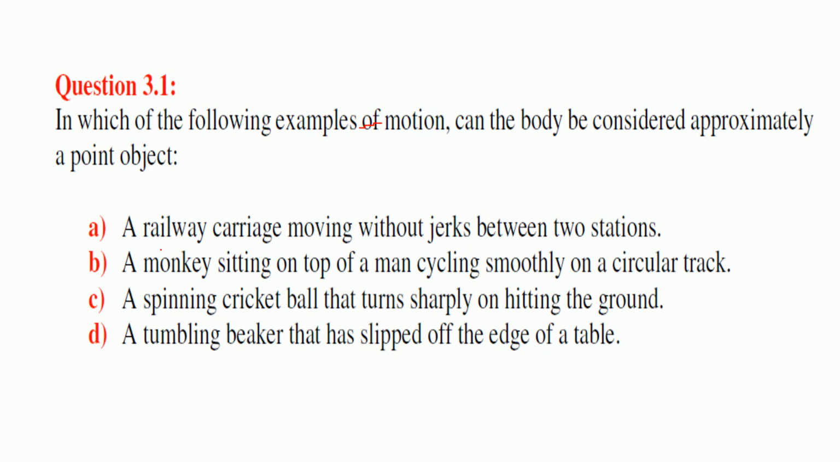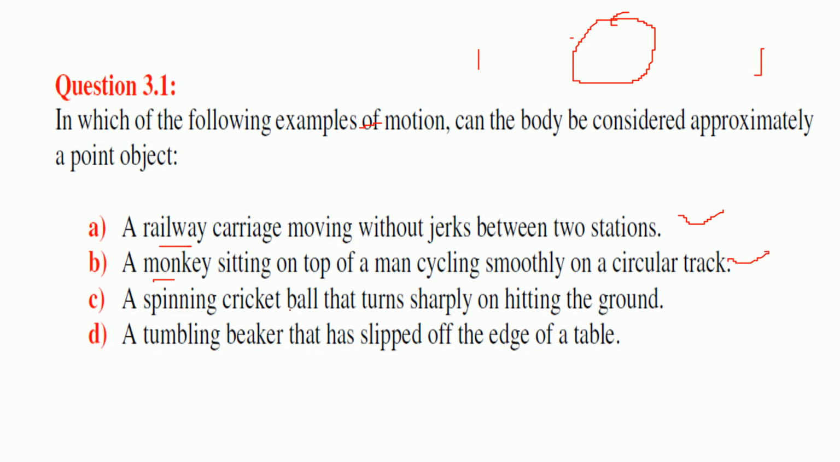A railway carriage moving without jerks between two stations. If two stations are far apart, then we can take the railway carriage as a point object. A monkey sitting on top of a man cycling smoothly on a circular track. With respect to the circular track, the monkey's size is small, so you can consider the monkey as a point object.